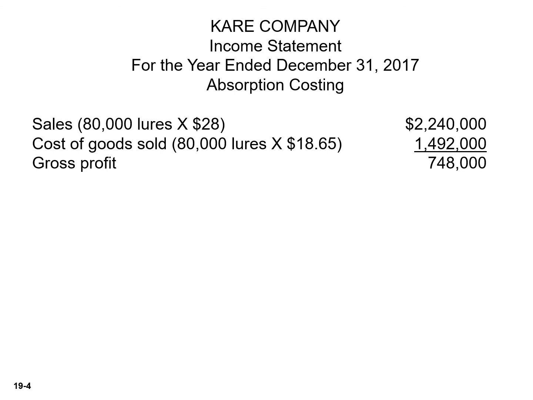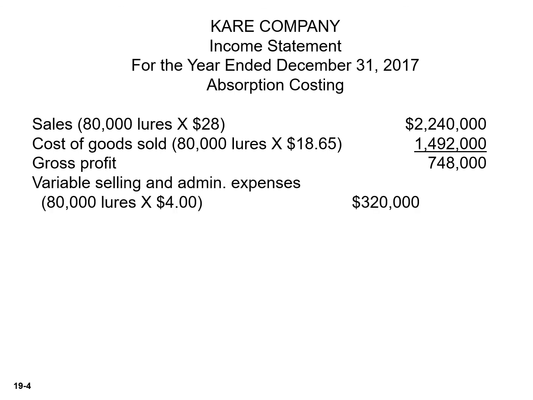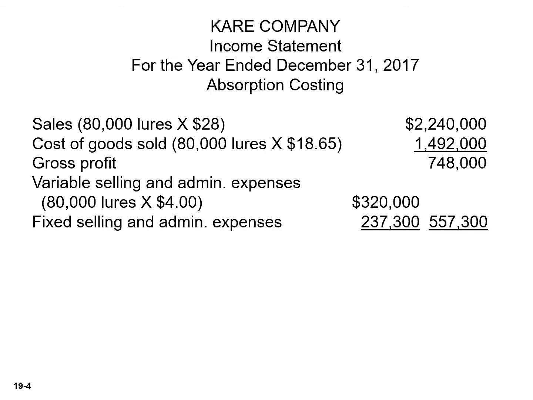Our gross profit is $748,000. If we subtract our variable selling expenses and our fixed selling expenses, you'll arrive at net income of $190,700.